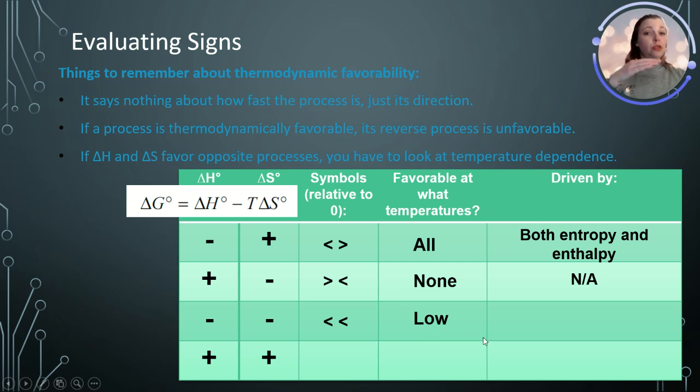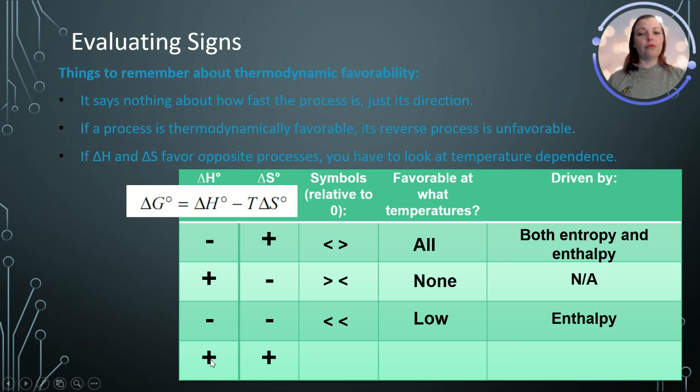If you increase the temperature of this system, there will come a point at which it will no longer be thermodynamically favorable. You will reach equilibrium because at a particular temperature, your T delta S term and your delta H term will be equal to each other. And then as you continue to increase the temperature, then your system will be dominated by this unfavorable entropy process. So at low temperatures, it is favorable and is driven by enthalpy.